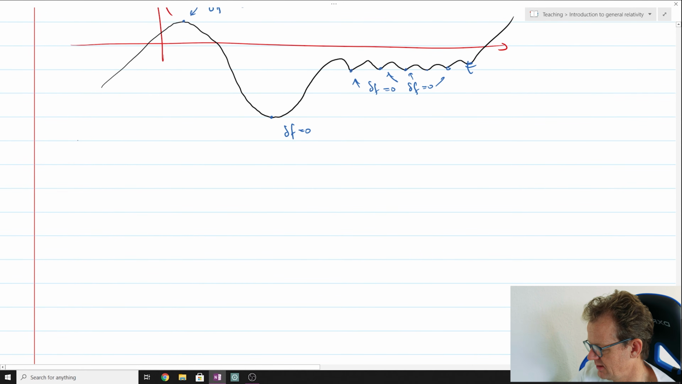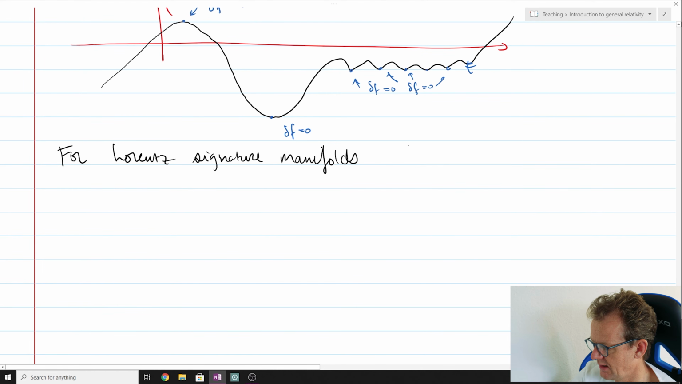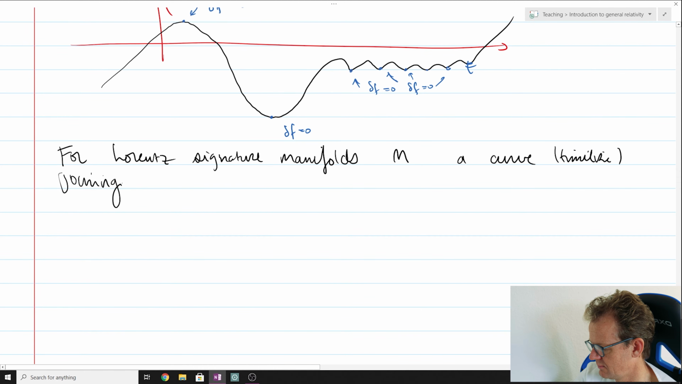And for the specific case of Lorentzian manifolds, so for Lorentz signature manifolds, I'll just tell you a little bit about what extremal curves look like. So you might think that you found a curve with minimum timelike distance.